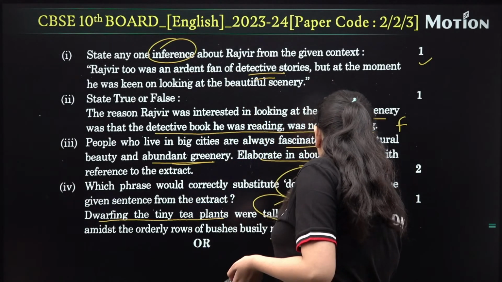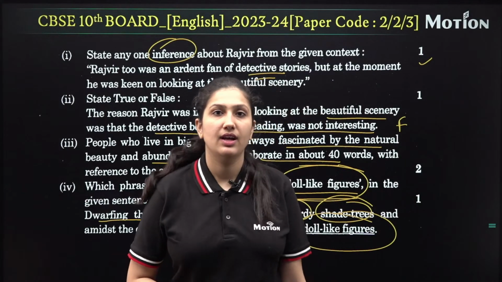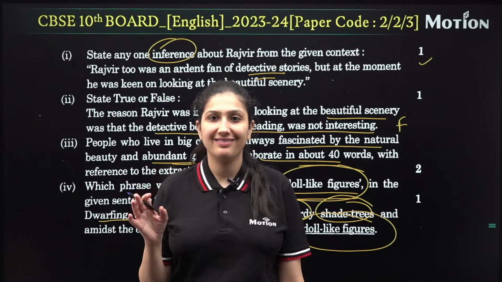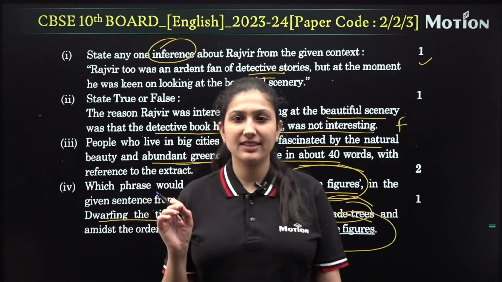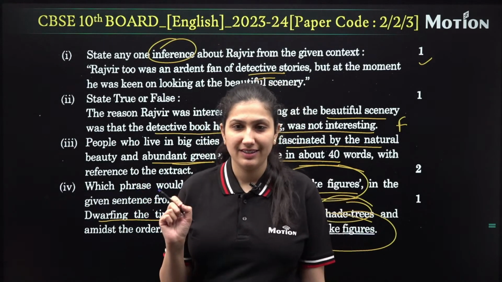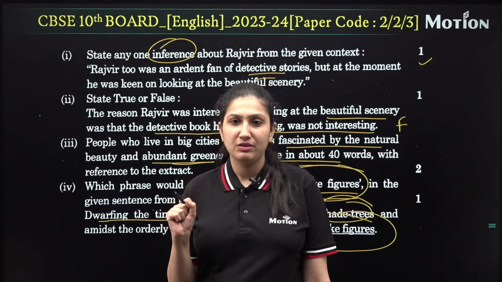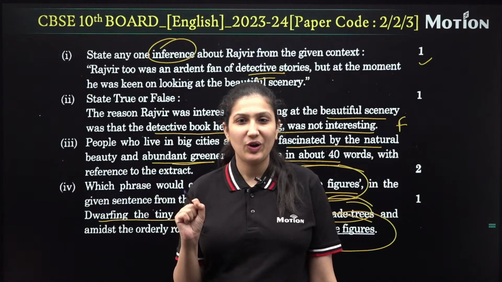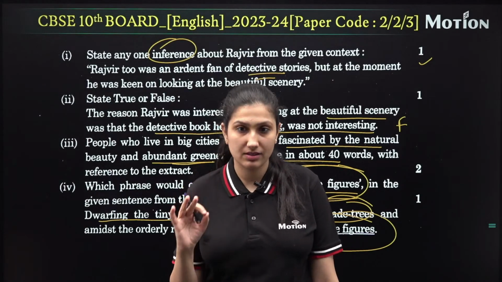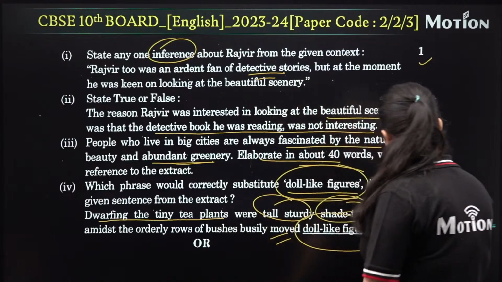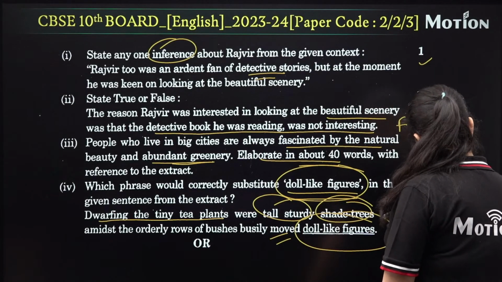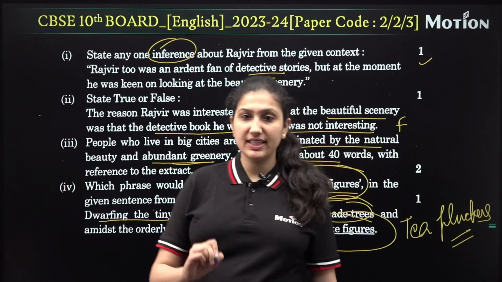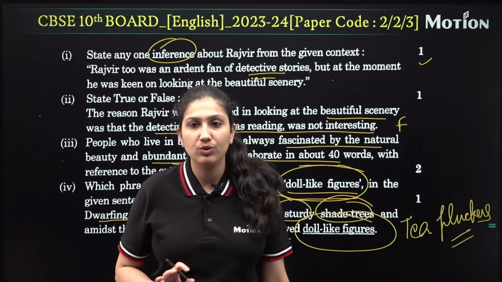क्या move कर रहे थे? doll-like figures. कौन थे doll-like figures? अगर किसी टी प्लांटेशन एरिया में जाओगे तो वहां पे डॉल लाइक फिगर्स कौन होंगे? कोई बता सकता है? डॉल लाइक फिगर्स. All right, I'll tell you. टी प्लकर्स, टी प्लांटेशन में कौन होंगे? टी प्लकर्स होंगे ना. अगर आपको याद नहीं आया, इट इज फाइन, बट आई एम टेलिंग यू.